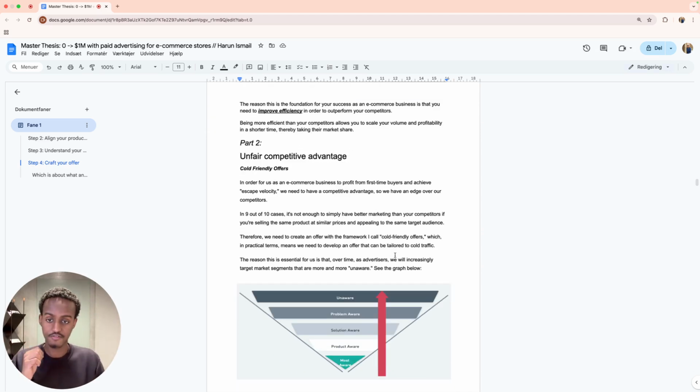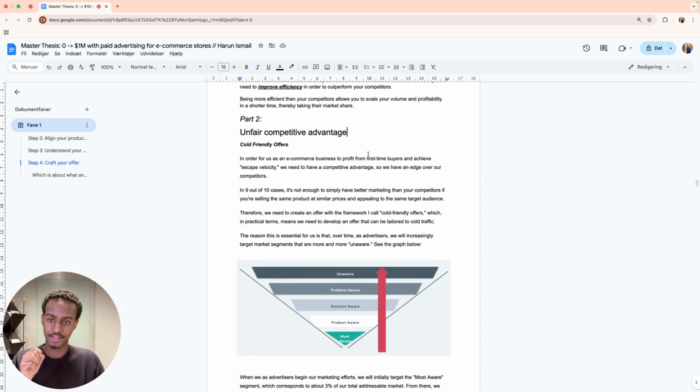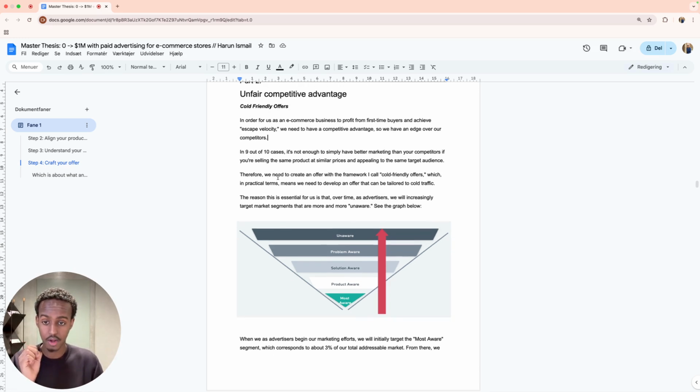Part number two of this thesis is gaining an unfair competitive advantage. And this is where we are going to talk about what I call cold-friendly offers. Because in order for us as an e-commerce business to profit from first-time buyers and achieve escape velocity, we need to have a competitive advantage so we have an edge over our competitors. In 9 out of 10 cases, it's simply not enough to have better advertising than your competitors if you're selling the same product at a similar price point and appealing to the same target audience.